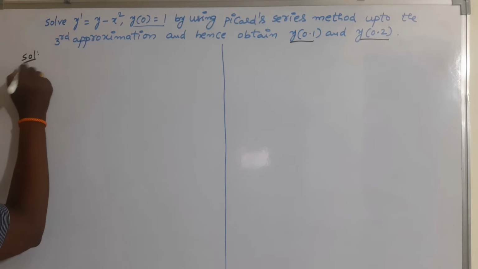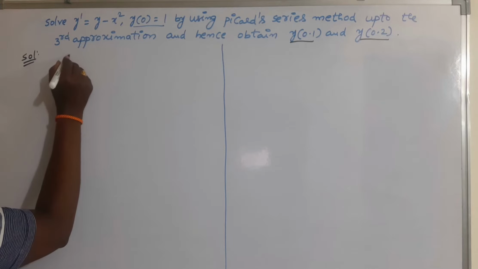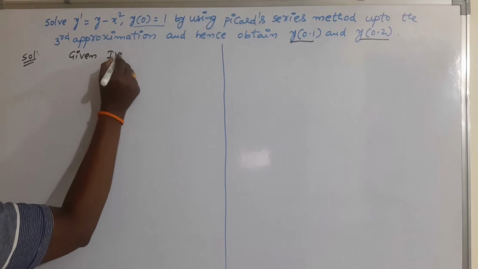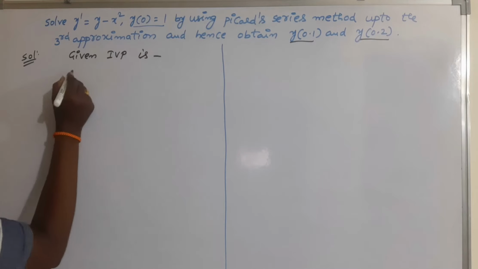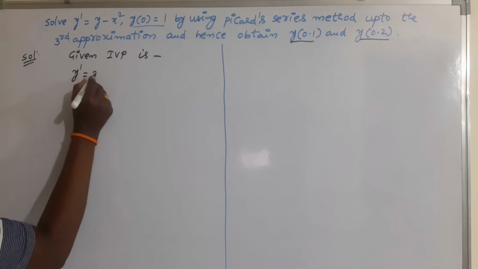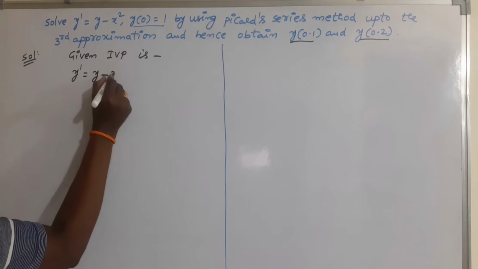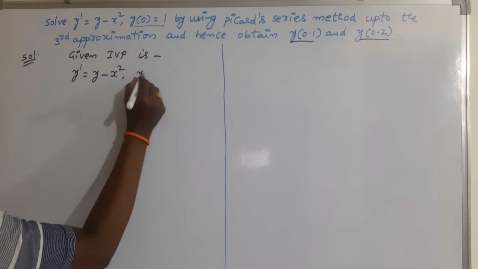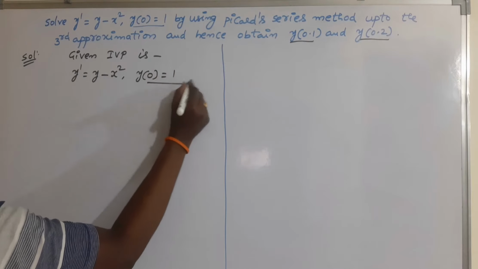So first of all, write the given initial value problem. So given initial value problem is y dash is equal to, y dash is nothing but dy by dx, y minus x square, y dash is equal to y minus x square, and y of 0 is equal to 1.